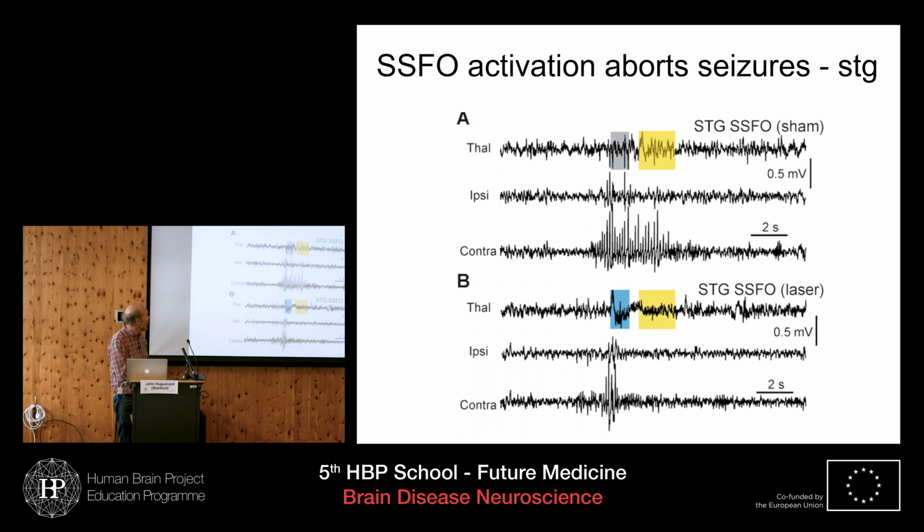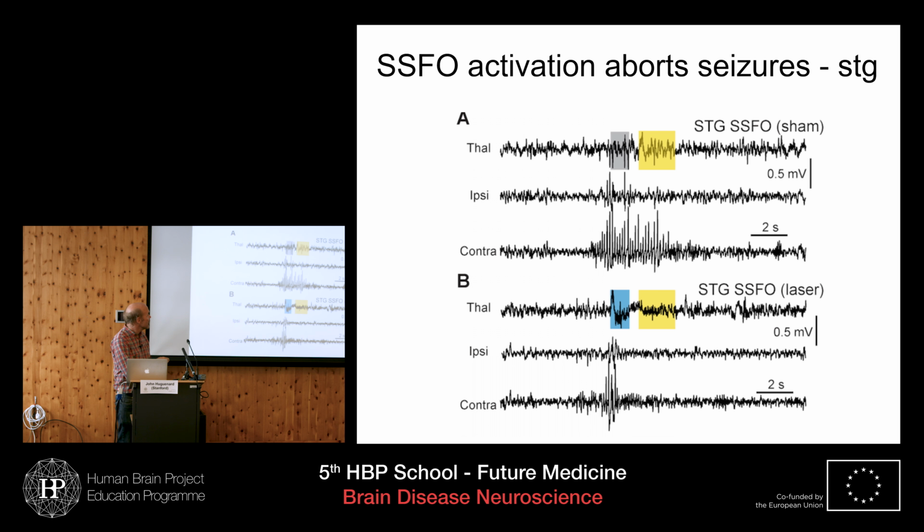So again, this is now a sham stimulus and stargazer. So here's the detected seizure. We use a very simple detection method, just looking at the line length of the recorded EEG signal. We can detect it relatively rapidly, usually within a second or two of its onset.